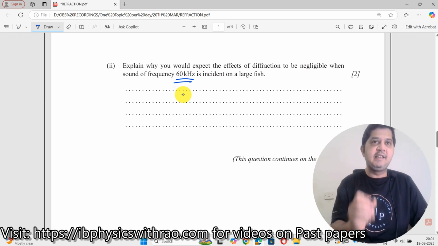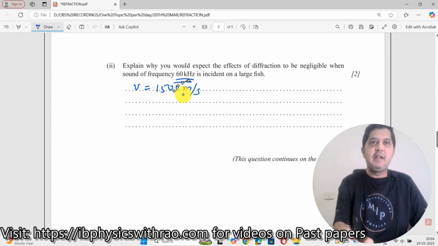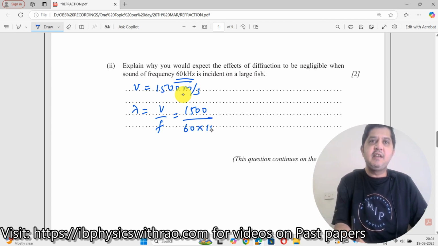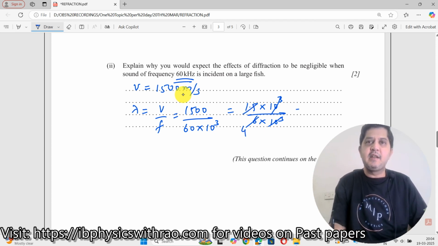To understand this, first we know the velocity. Velocity is nothing but 1500 meters per second. It's already given, and this is your frequency. So let us find out the value of lambda. Lambda is V by F, which is 1500 divided by 60 into 10 cube, which is equal to 1.5 into 10 cube divided by 6 into 10 cube. 10 cube goes away.